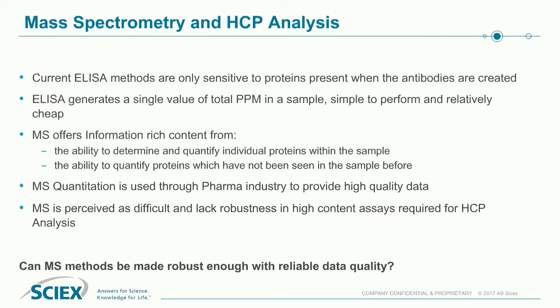And this is really driven by the methods which are done within the academic market space, where ultimately it's very low flow and robustness, and so other issues can, let's say, magnify themselves. So the question that we had for ourselves was, can we make mass spectrometry robust enough and reliable enough to generate data of the quality needed to do HCP analysis?